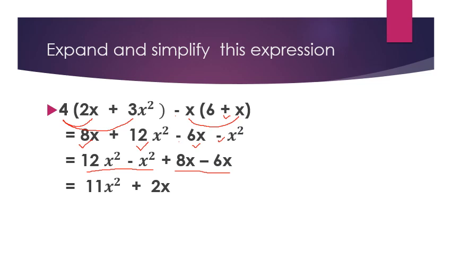So 12x square minus x square. If there is no number, that means there is 1 present over there. So 12 minus 1 is equal to 11. So 11x square is the first term of the final answer. And then 8x minus 6x gives you 2x. That is the next term of the final answer. So the final answer is 11x square plus 2x.